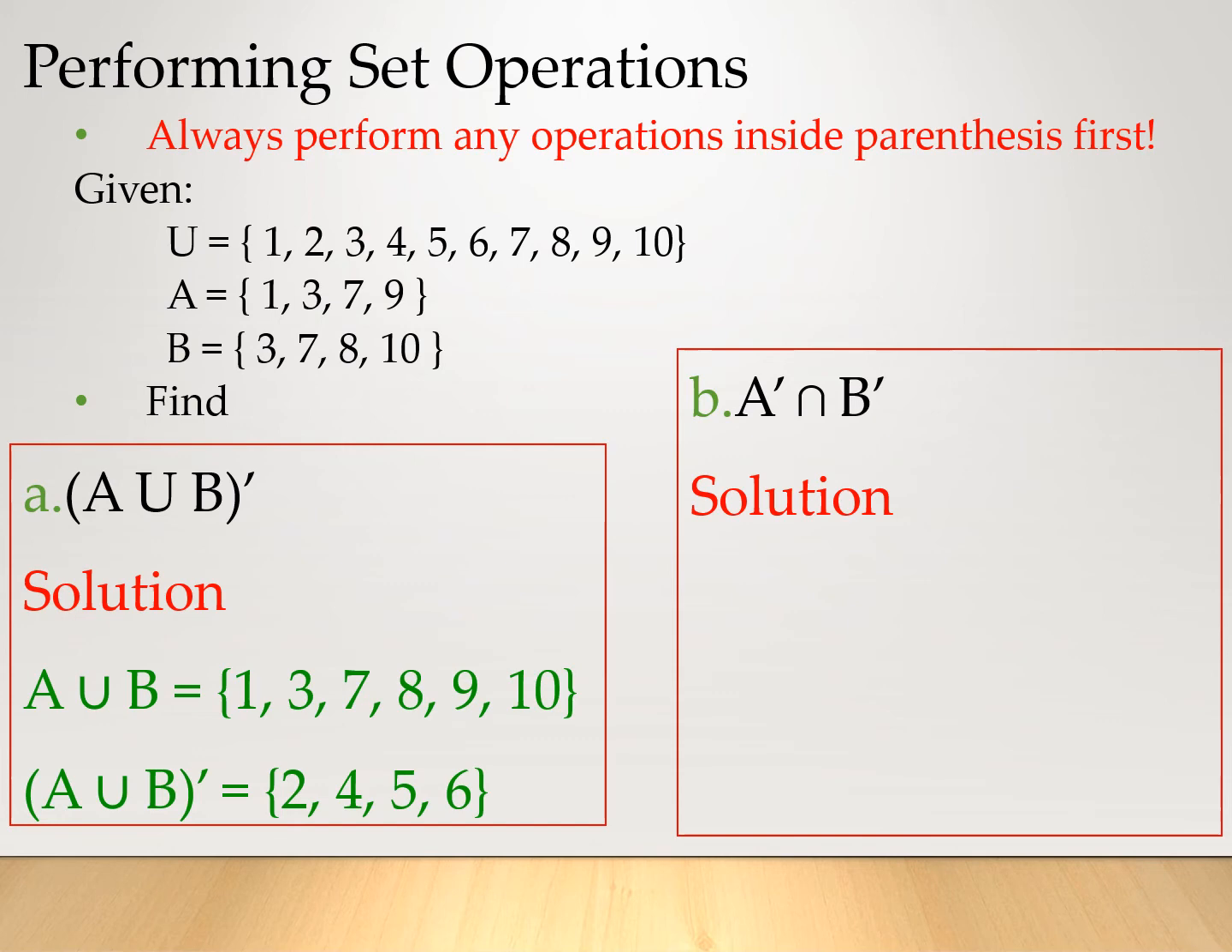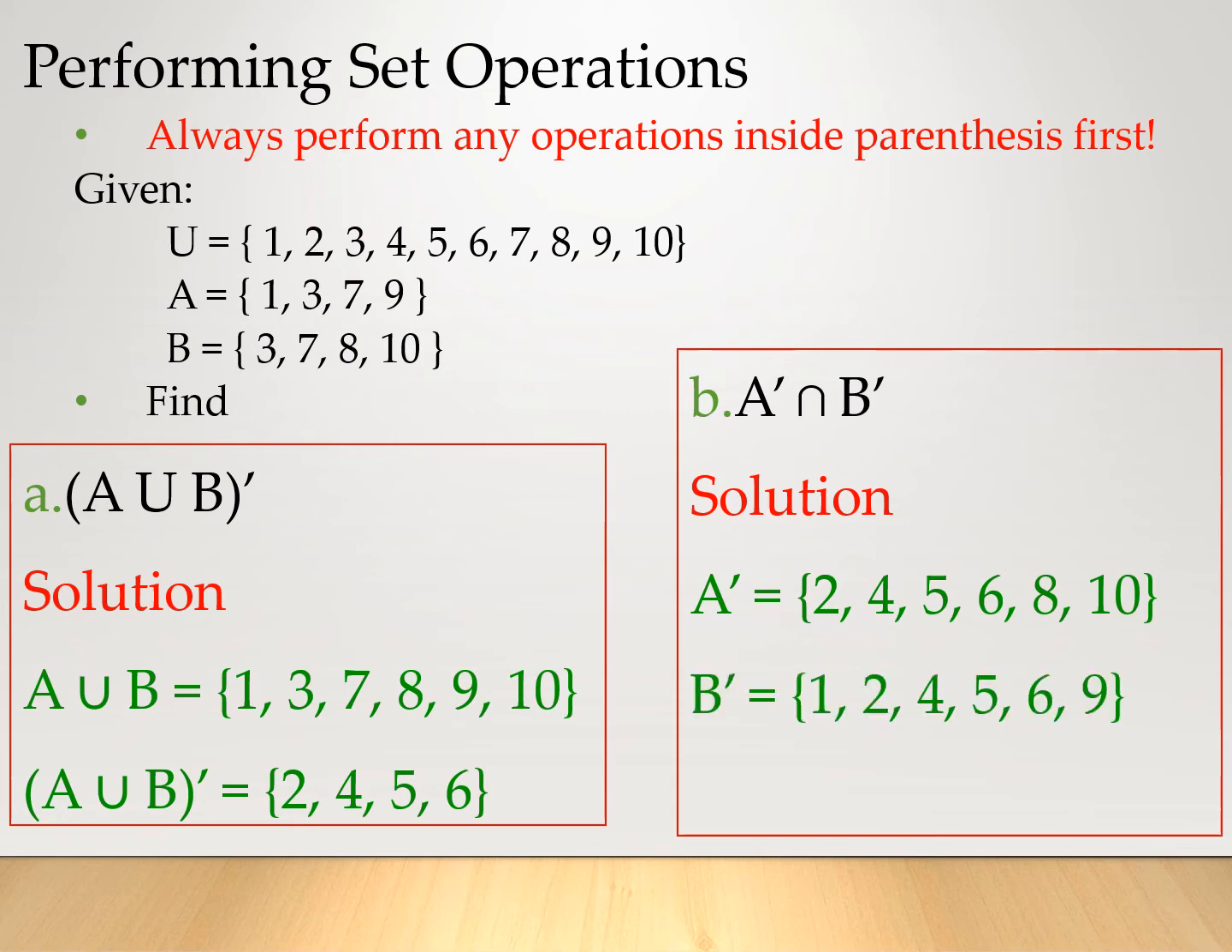For letter B, A prime intersection B prime. For the solution, the first thing we need to do is to determine your A prime, which is equal to {2, 4, 5, 6, 8, 10}. And then find B prime, which is equal to {1, 2, 4, 5, 6, 9}. And then we will be having A prime intersection B prime, which is equal to {2, 4, 5, 6}.